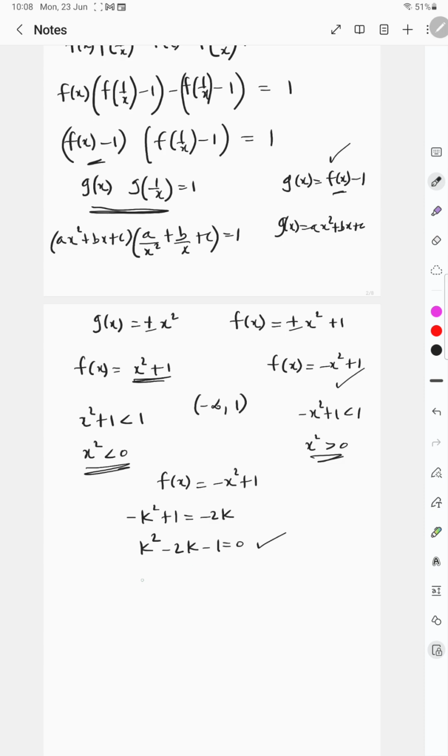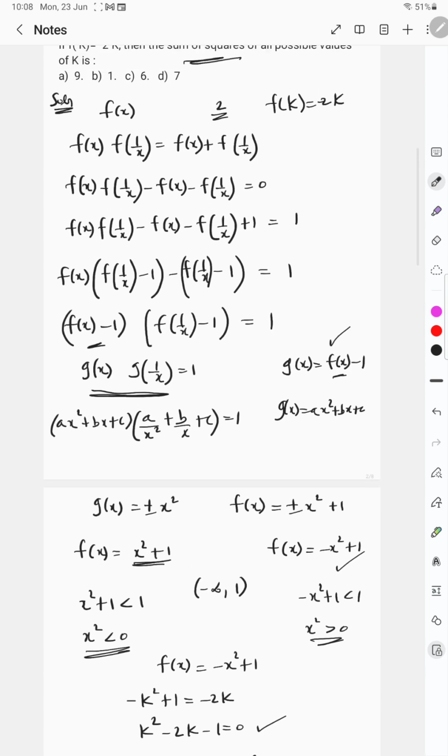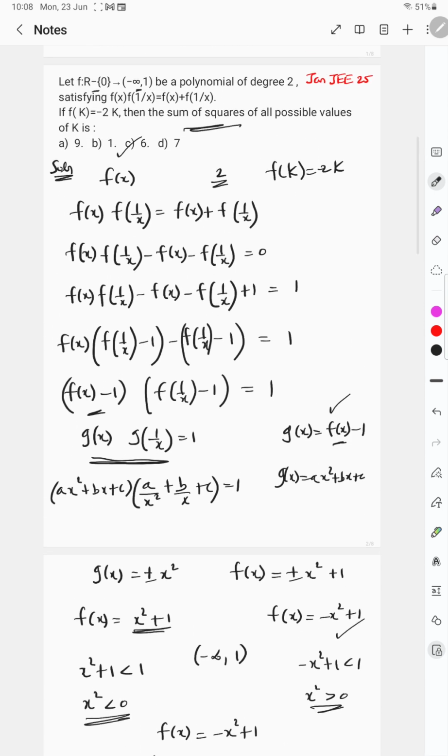Now we need to find the sum of the squares. So that is alpha squared plus beta squared, which is (alpha plus beta) the whole squared minus 2 alpha beta. So (alpha plus beta) the whole squared is 2 squared, minus 2 into minus 1. So the answer is 6. Option C. Thank you.